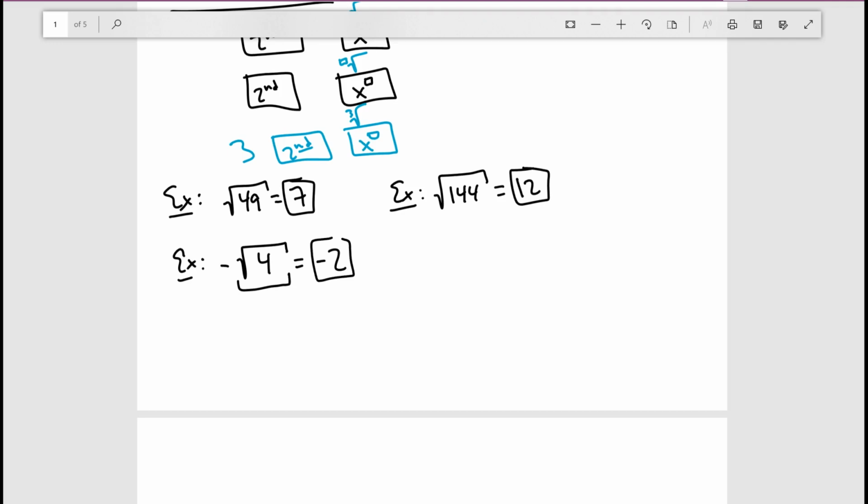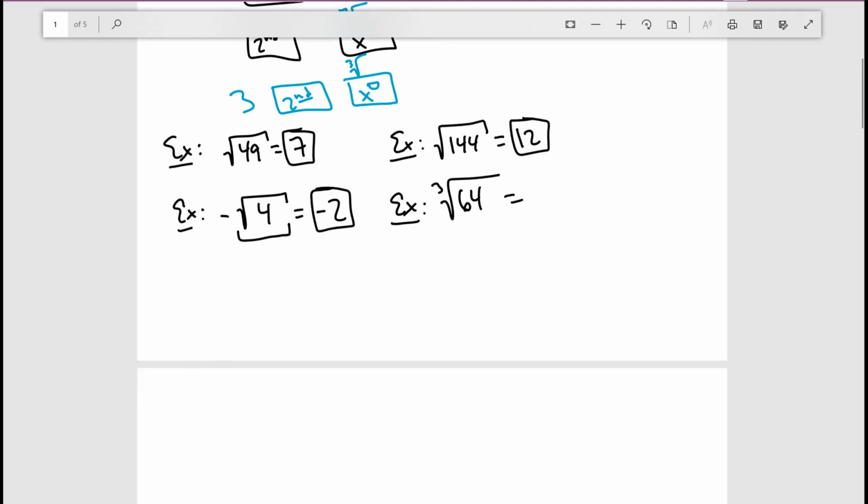So you're going to apply the negative right next to it. So you actually got a negative 2. The square root of 4 is 2, but there happens to be a negative on the front. Okay? Now, what about if I wanted to know the cubed root of 64?